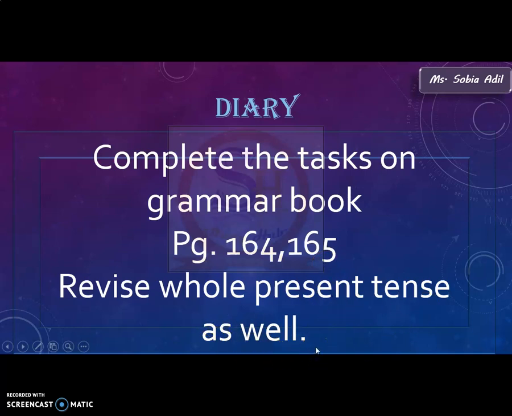You need to revise or recall the present tense, and after that solve this exercise in your grammar book using a pencil or pen, right?